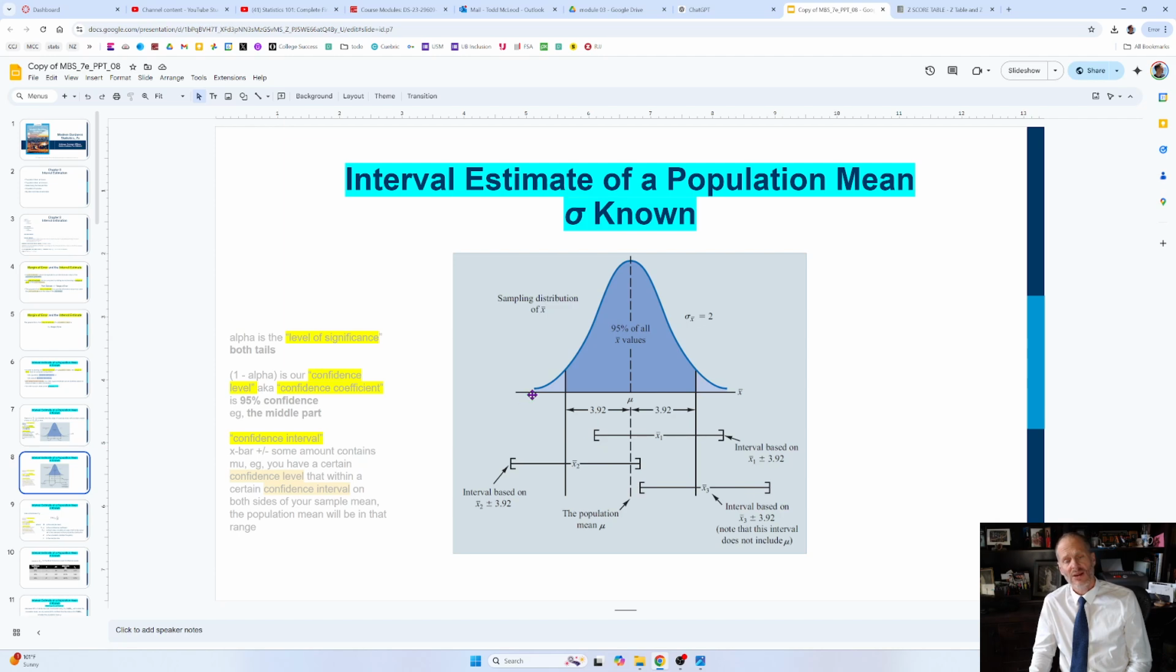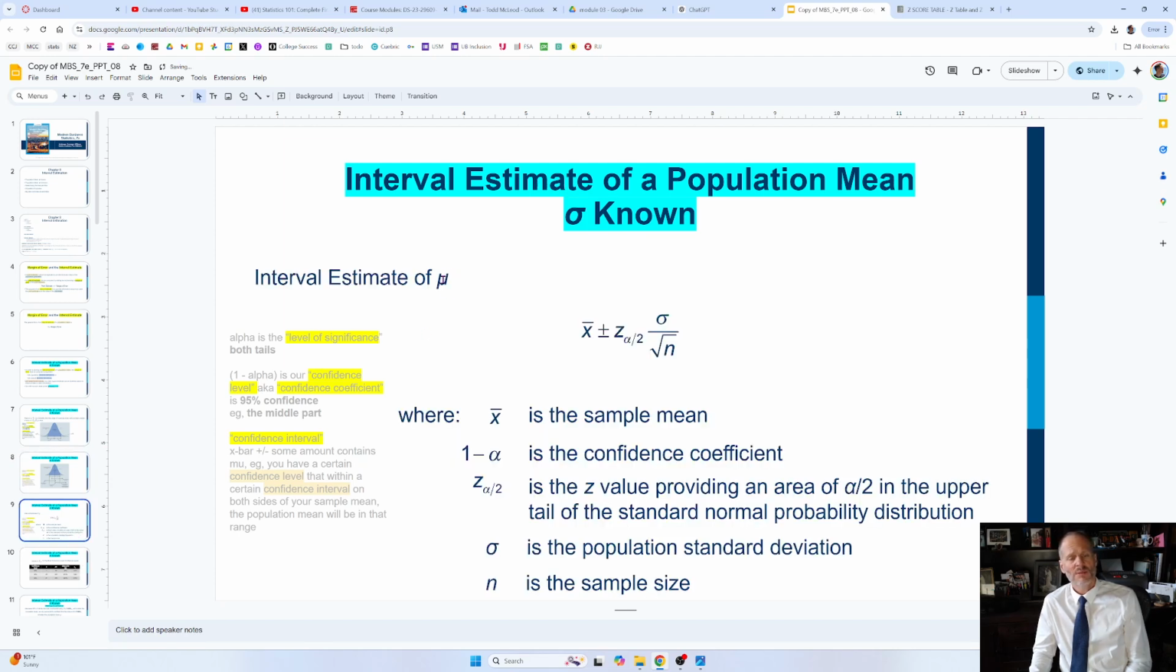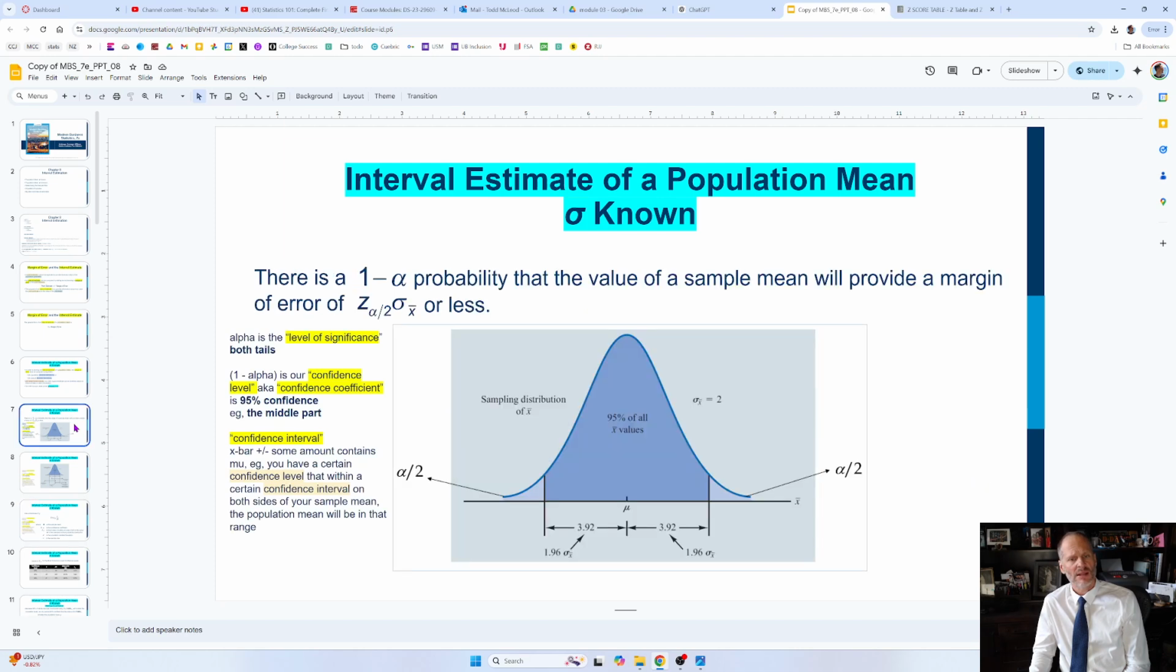And it's showing that our standard error here, the standard deviation of the sample mean, is 2. And it shows that here's our interval based upon our sample mean, the first one, plus or minus 3.92, the margin of error. Note that this interval does not include the population mean. So the interval estimate of the population mean is going to be the sample mean plus or minus this margin of error. So here's how we calculate the margin of error.